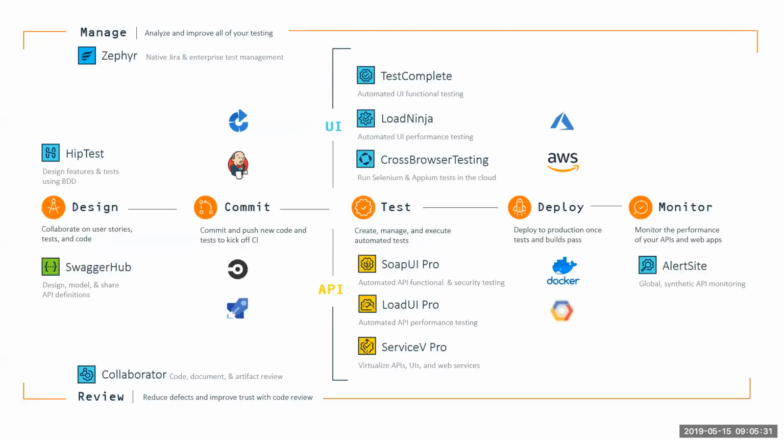There's a lot going on in the testing phase. SoapUI Pro is the commercial version of that open source tool I mentioned earlier. We've got a lot of other API testing tools on the bottom half of the slide there. Then on the UI side, TestComplete would be our flagship tool for functional testing of UI applications. LoadNinja is our UI performance testing tool, and then cross-browser testing lets you take all of those scripts and run them on different operating systems and different devices. Right over to the monitoring side with AlertSite. So we've got a tool for every occasion.